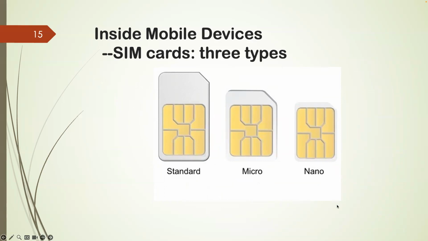SIM cards come in different versions or different sizes. You might have seen at least one of these: the standard version, the micro and the nano. The main difference is just in size. Apart from that, the functioning and the components are all the same. But depending on your mobile phone model or manufacturer, you might see one of these three SIM card types.